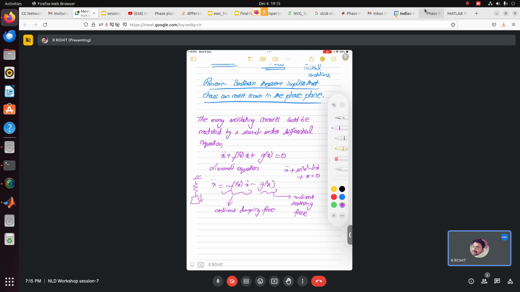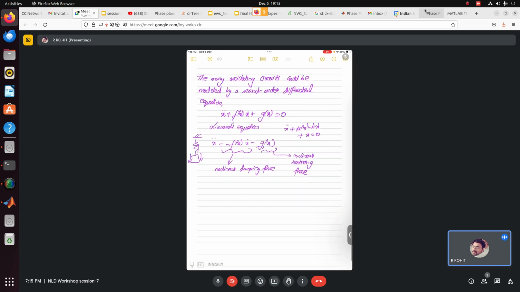So if you had pulled it, this restoring force taken by the spring can be taken as minus g of x, and minus f of x is the damping which reduces these oscillations. So from our standard method, where we used to reduce the second order equation into two first order equations, what we do is we take x dot equal to y, then substituting this into equation A, we will get y dot, that is x double dot, is nothing but minus f of x times y minus g of x.